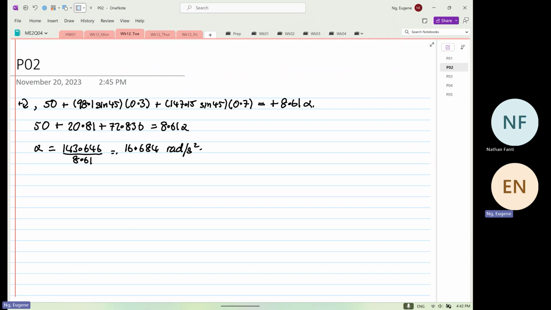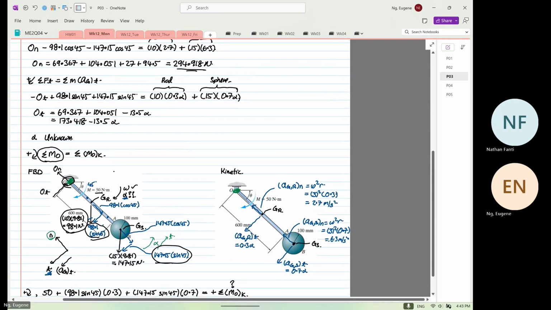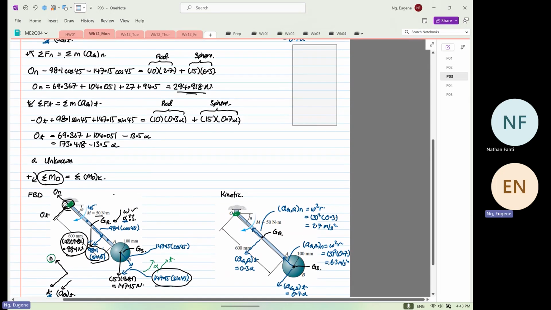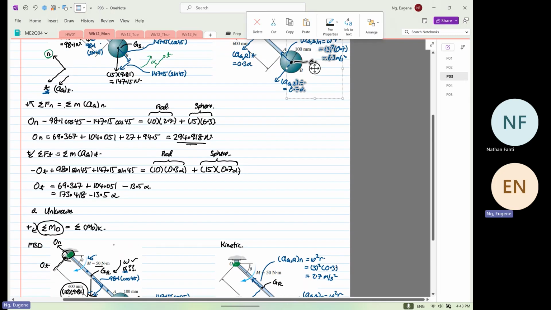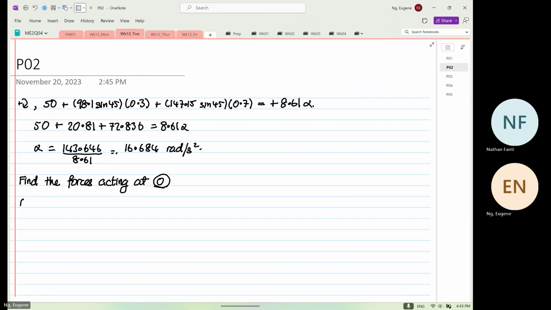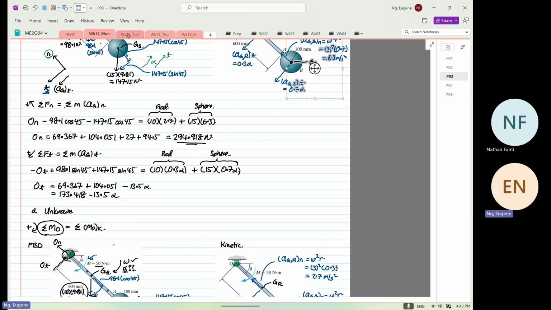Okay. So once we have this, the objective is to find the forces acting at point O. If we recap, we have found our ON. Our ON is equal to 294.981. Okay, 294.981.